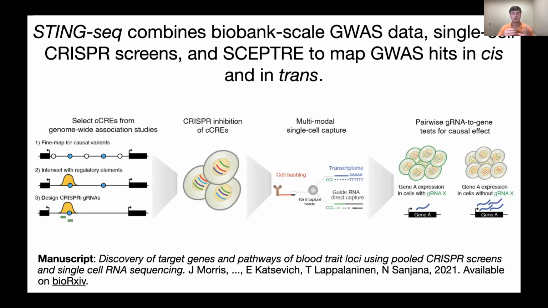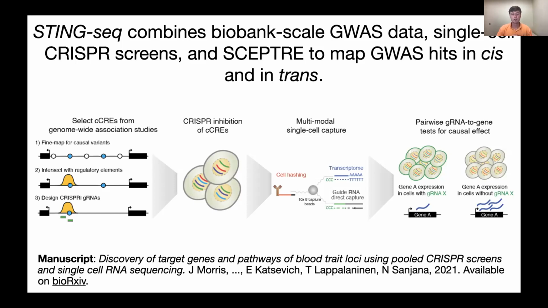I don't really have time to discuss this in detail, but basically what they did is they looked at quantitative blood traits, and they identified a bunch of SNPs that are associated with this phenotype of interest. And the SNPs that they identified are all non-coding SNPs. So these are SNPs that lie outside of genes.